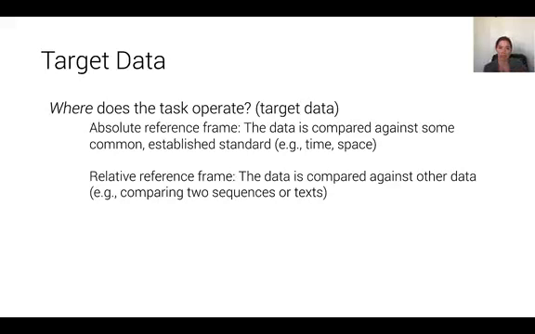So in relative reference frames, our data is compared against other data. For example, if I'm comparing the word composition of two texts, I can look at those texts side by side, and the conclusions that I draw are a function of the data itself. They're a function of the patterns that exist in text A or in text B. So in relative reference frames, the space by which we operate on our data is actually defined by the data itself.